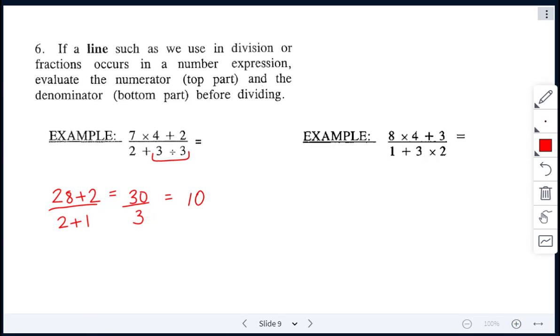All right, so we're looking at this example here. So we're going to work with our numerator. 8 times 4 is 32. So 32 plus 3, which gives me 35. And then the denominator, we have 1 plus 3 times 2. So we do have to do this one here, which is 1 plus 6. I'm just going to write that out here. 1 plus 6, which gives me 7. Now you can do your final step here, which is 35 divided by 7, which gives me 5.